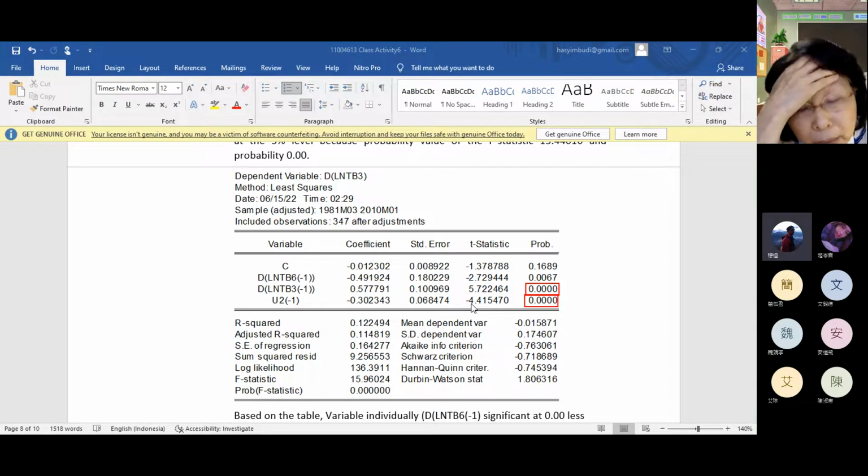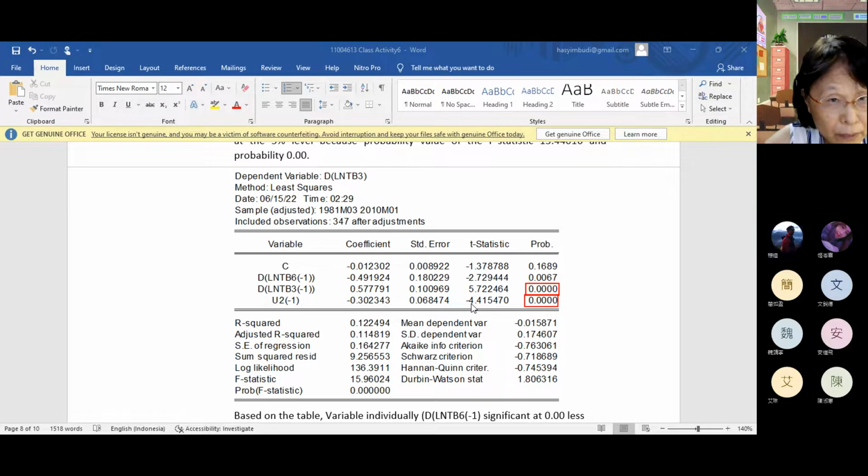All right. I think you all made the same mistake of using the LN version of the TB6 and TB3, right? Yes. Okay. You have to use the original TB6 and TB3.